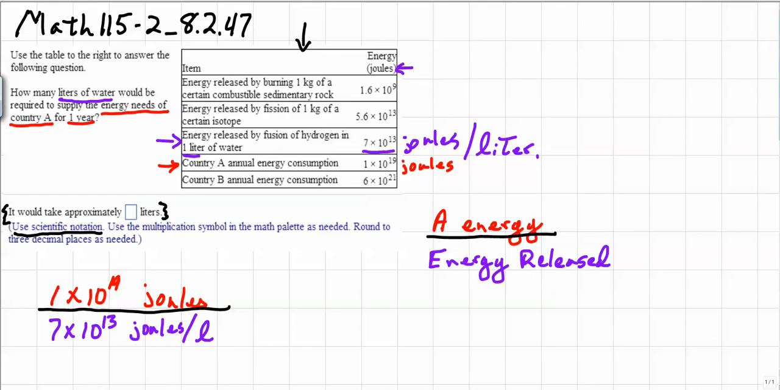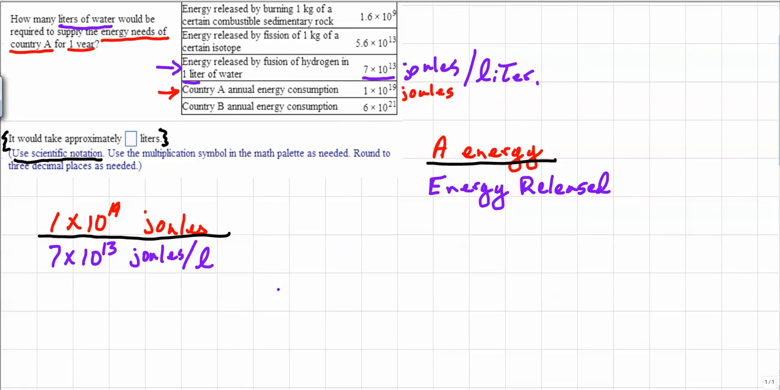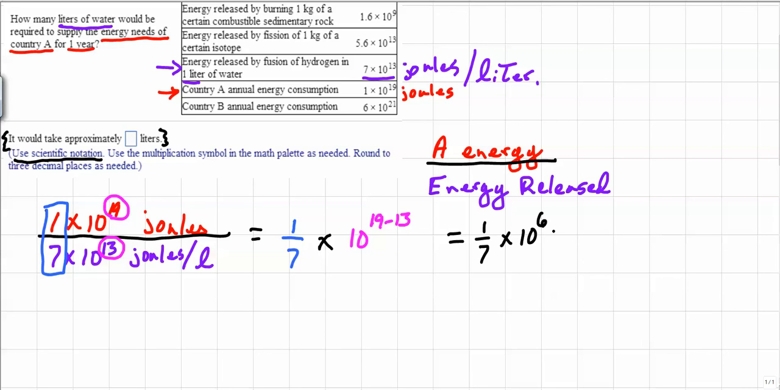Now when we do this, it's a simple division problem. We're going to do 1 divided by 7. We're going to multiply that by, and then we're going to look at this exponent and this exponent, and this will be 10 to the 19 minus 13 power, which means that we are simply looking at 1 over 7 times 10 to the 6 power.